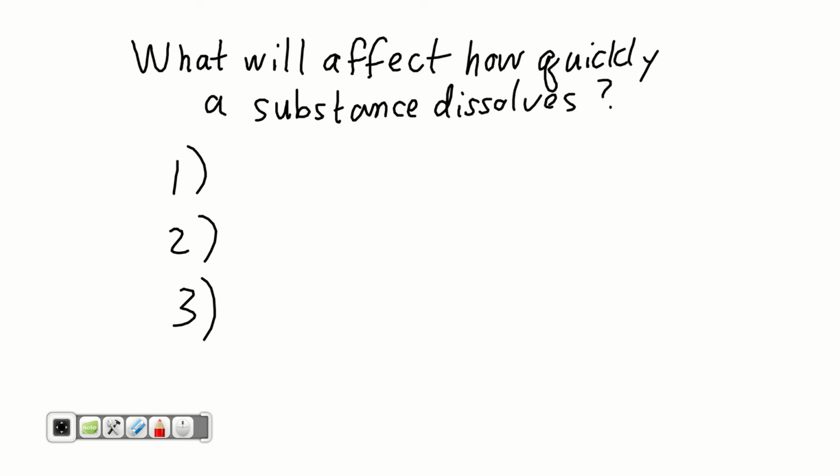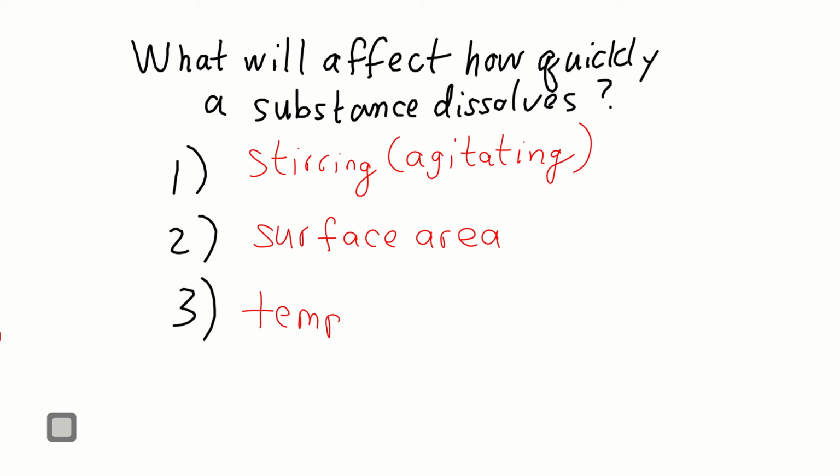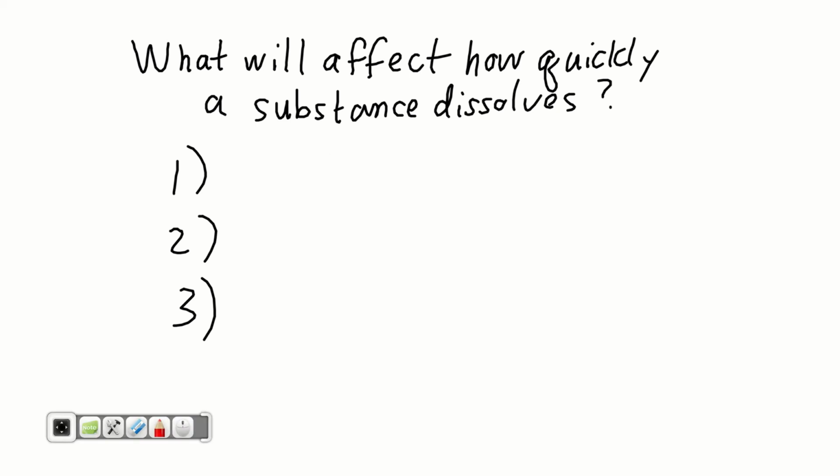What will affect how quickly something will dissolve? There are three things you can do to try to increase the ability of something to dissolve. That would be stirring, or what we sometimes just call agitating the solution. We can mess with the surface area, meaning is it easier for the substance to dissolve when crushed, or can I keep it in a block? Will it dissolve really quickly? And then the last one is temperature. So stirring, surface area, and temperature will all affect how quickly the substance dissolves.